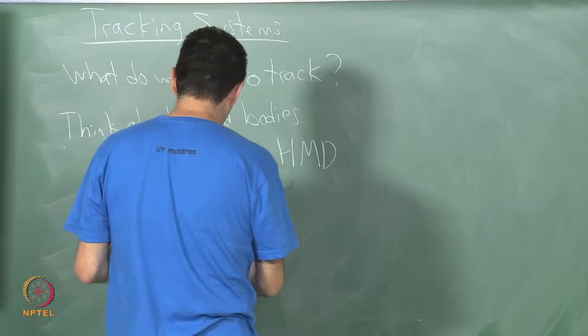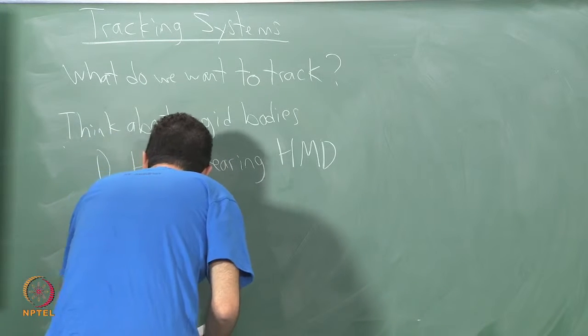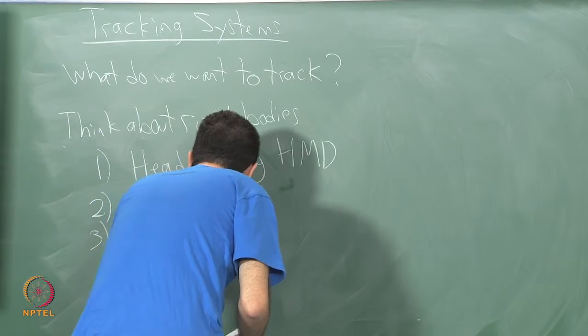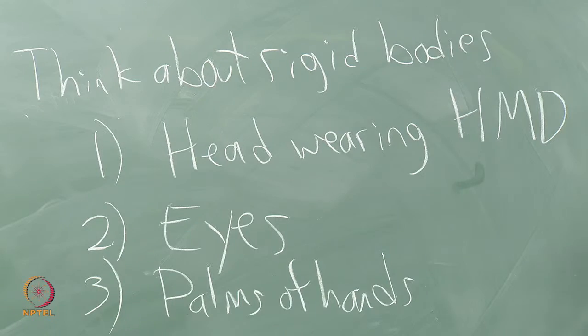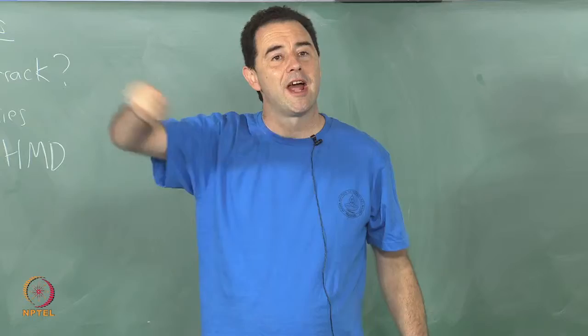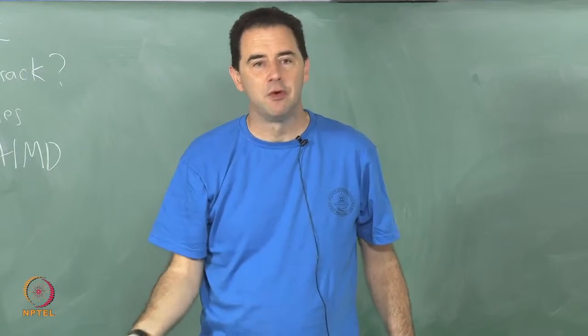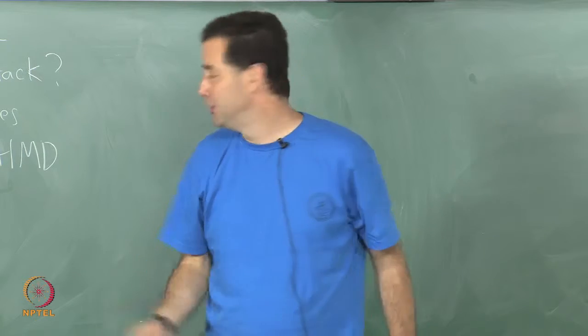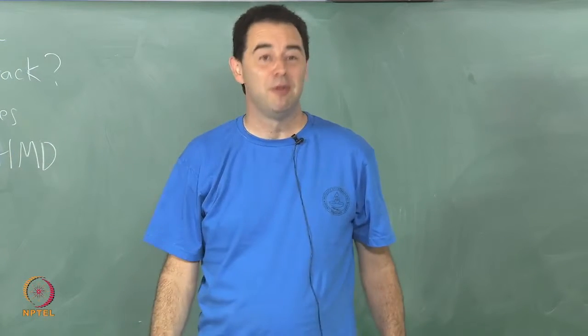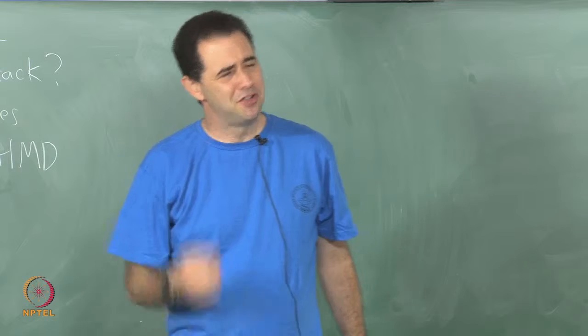Three, perhaps we want to track the palms of your hands. Right, maybe you're grabbing onto controllers and you want to move around. Track your hands through space. If you're off by a little bit, it's probably not going to be nauseating. If you're off by a little bit for head tracking, it could be very nauseating. So it's a different scenario.